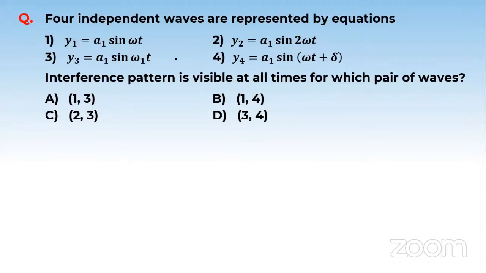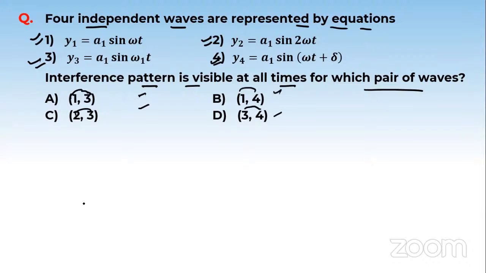Here you can see four independent waves are represented by the equations on your screen. The first wave is given by y1 equals a1 sine omega t. The second wave is y2 equals a1 sine 2 omega t. The third wave is y3 equals a1 sine omega 1 t. The fourth wave is y4 equals a1 sine omega t plus 5. So interference pattern is visible at all times for which pair of waves? Tell the answer. The options are 1 2, 1 3, 2 3, 1 4 or 3. Only these options are given. We have seen in the previous class that we made a table.